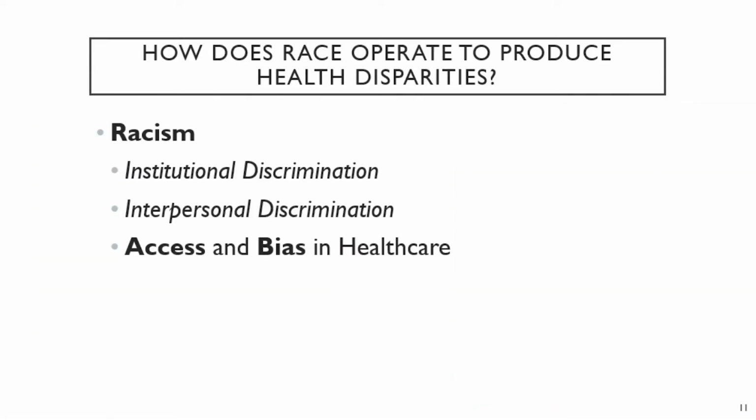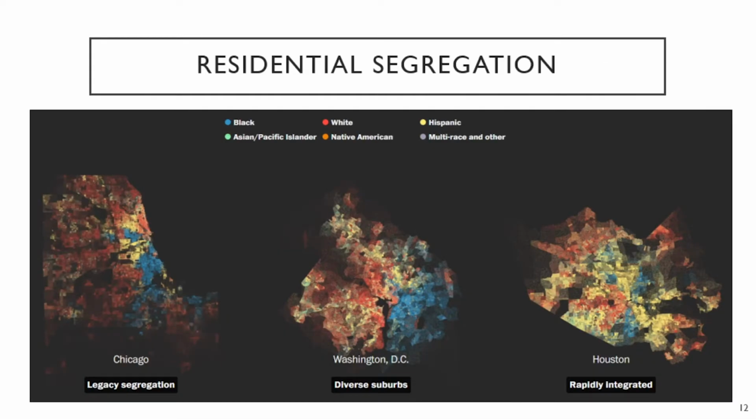So how does race operate to produce health disparities? The short answer is racism, in the form of institutional discrimination as well as interpersonal discrimination, and this includes access and bias in healthcare. The biggest example of institutional discrimination is residential segregation, the physical separation of two or more groups into different neighborhoods. The Civil Rights Act of 1968 contained the Fair Housing Act. However, segregation continues due to local and federal de facto policies, including racial steering and predatory mortgage lending.